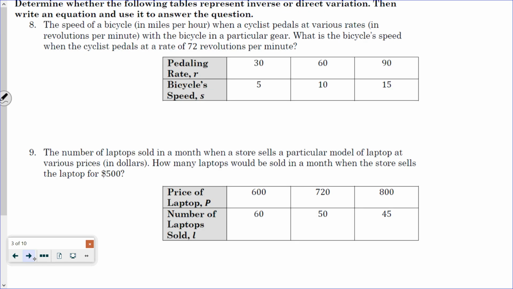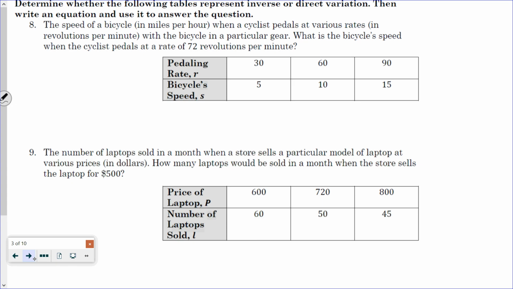Let's keep going. Now going on to number 8 and number 9. So these are some table problems, and I need to figure out first if it's an inverse or direct variation, and then I'm going to write the equation that I get from it, and then once I write the equation, I'm going to solve what they want me to solve for. All right, so for part A, I'm told the speed of a bicycle in miles per hour when a cyclist pedals at various rates in revolutions per minute with a bicycle in a particular gear. What is the bicycle speed when the cyclist pedals at a rate of 72 revolutions per minute? So that's like the setup of the problem.